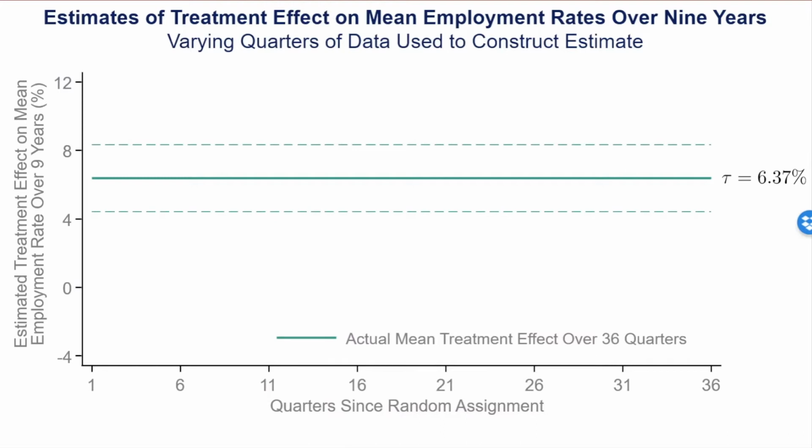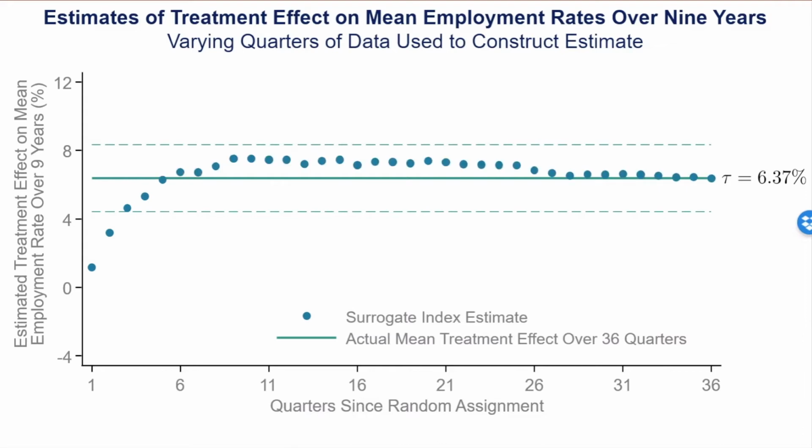So again, here's the goal: to get to this 6.37% treatment effect number. If we form a surrogate index trying to predict that just based on the information we see in the first quarter, we would estimate a low treatment effect. As we add in the data from successive quarters, each time we add in more data, we're able to better predict the long-term treatment effect. And we get there around quarter 5, and the estimates subsequently stay close to the truth. So here we might say we think we can get the right answer with 5 or 6 quarters rather than waiting for 36 quarters to know whether this program worked.